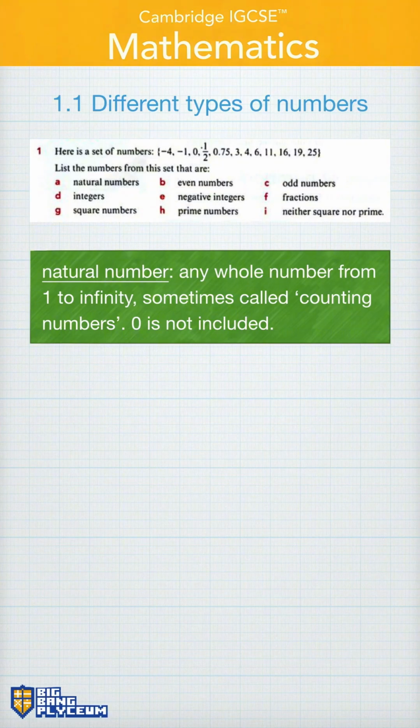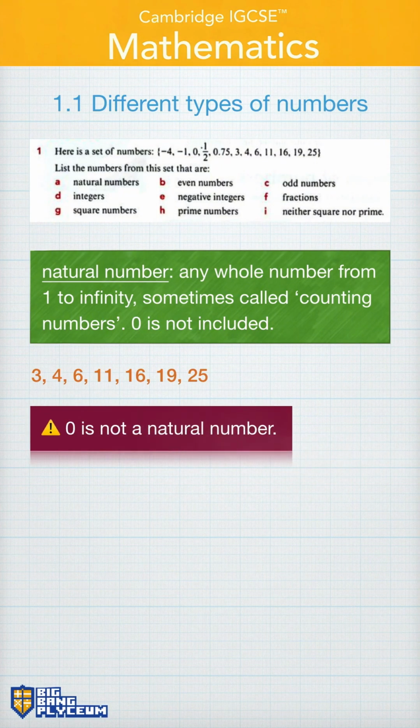Well, first we have to take a look at the definition of natural number. It is defined as any whole number from 1 to infinity, sometimes called counting numbers, and 0 is not included. So if we count something, we use natural numbers. As defined, we can list them as 3, 4, 6, 11, 16, 19, and 25. You have to pay special notice that 0 is not a natural number in our system of study.